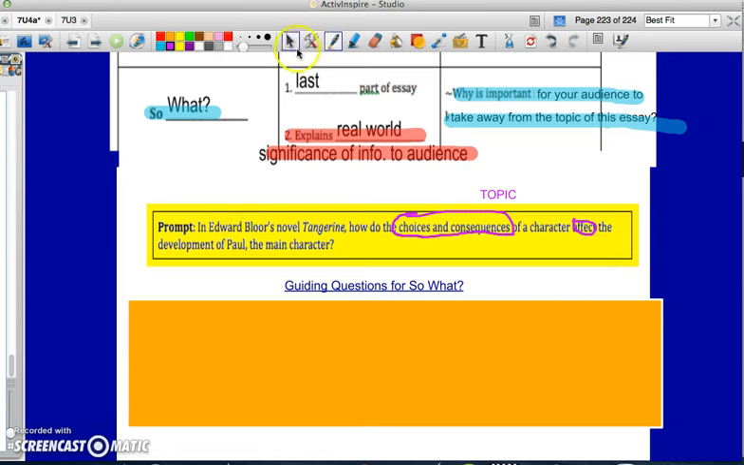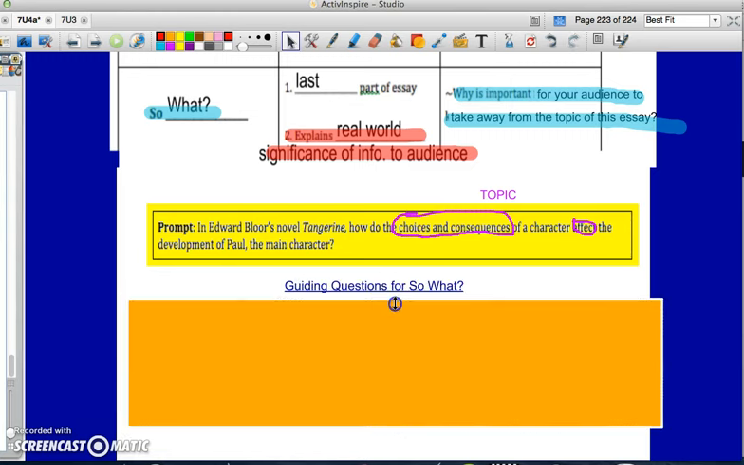So I've actually listed out some specific guiding questions that relate to this topic to help you with the so what and to help you teach your reader something and tell them something to take away from this essay beyond just, oh, Tangerine sounds like a really messed up book. Man, that Eric, he's something.